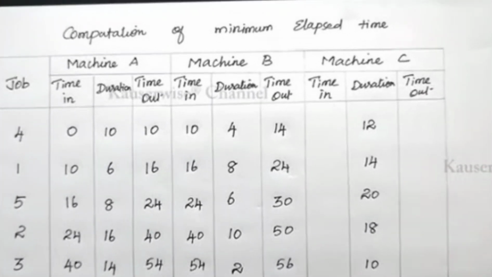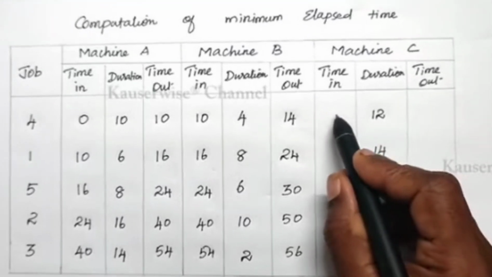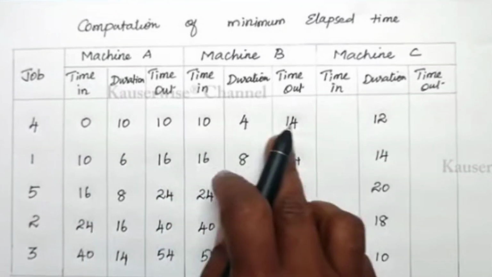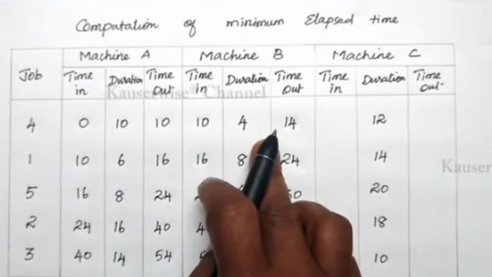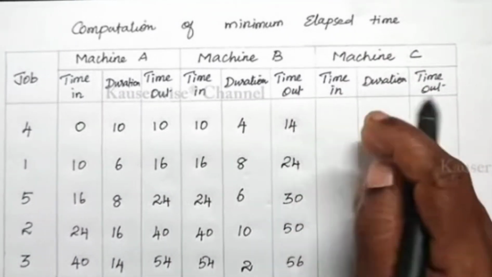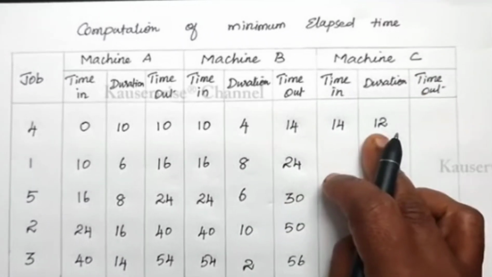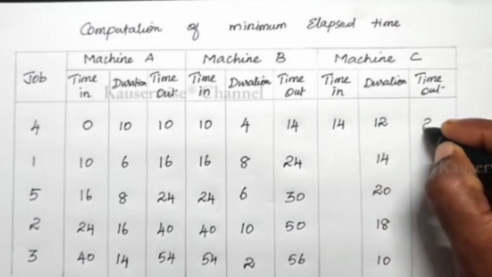In the same way, we need to enter time in and time out for machine C. Okay, so what is the end time for the first job? After completing the two process A and B, then the job will move on to machine C. So end time is the out time of the previous process, that is 14 is the end time, plus duration 12 is equal to 26.